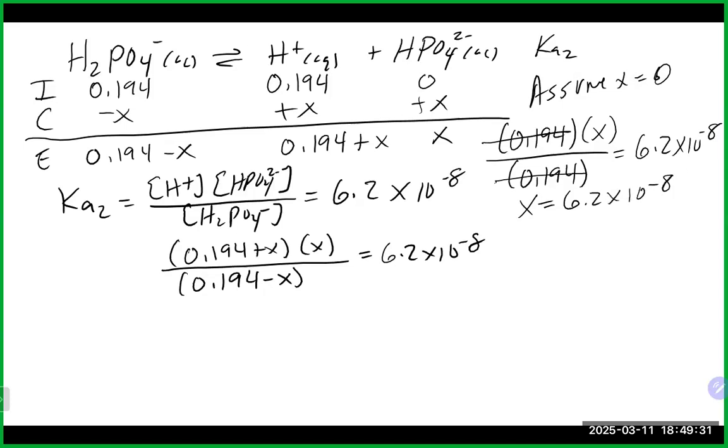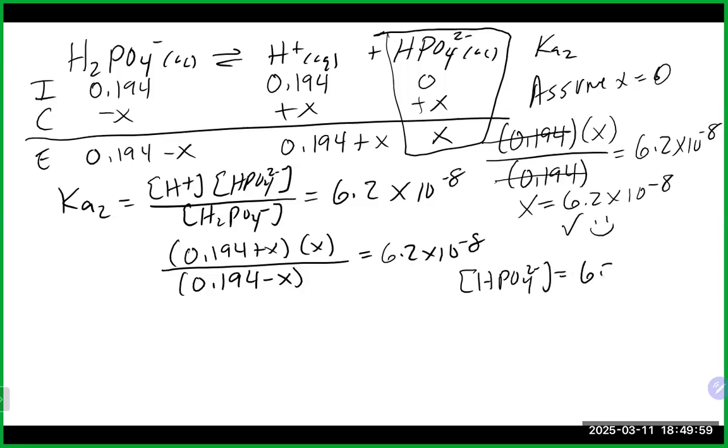We still should check it. So we'll take our 6.2 times 10 to the minus 8. We'll divide it by 0.194. We'll times it by 100. And we're not even near 0.1%. So the check here is good. At this point, we now have another answer we were looking for, which is the concentration of this guy. So the concentration of our HPO4 2 minus is equal to x, which would be 6.2 times 10 to the minus 8 molar.